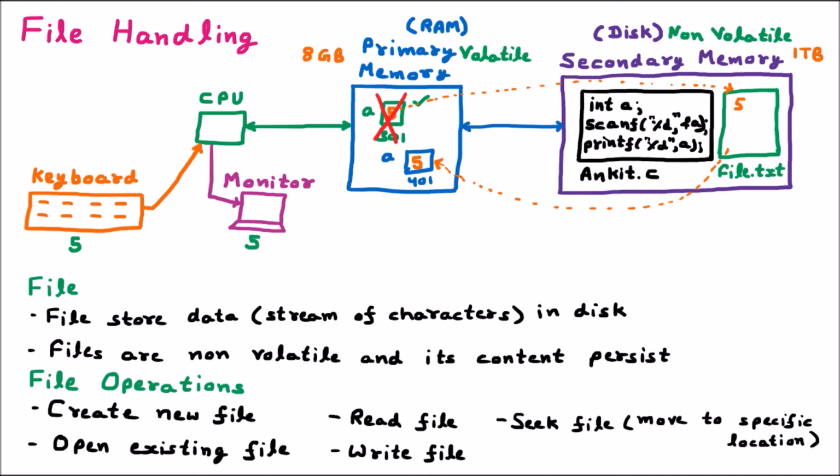And after doing all the operations, we have the last operation, which is closing the file. So in file operations, we can create a file, open the file, read the file, write the file, move to a specific location, meaning seek the file, or close the file. So that is all about the file operations.